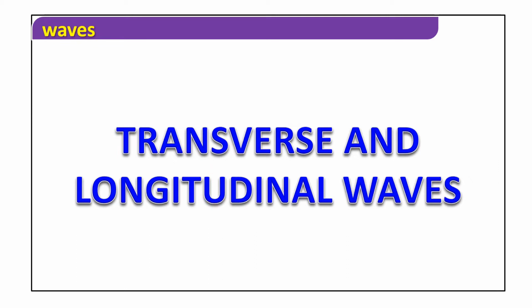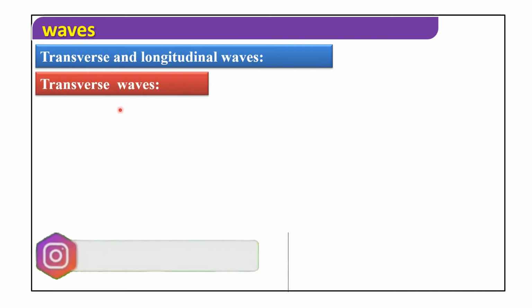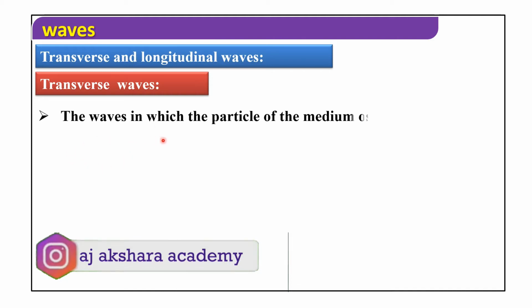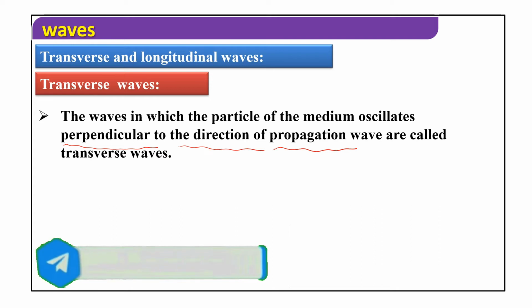First one, transverse and longitudinal waves. First we will discuss transverse waves. The waves in which the particles of the medium oscillate perpendicular to the direction of propagation of the wave are called transverse waves. Here, this is perpendicular to the direction of propagation.